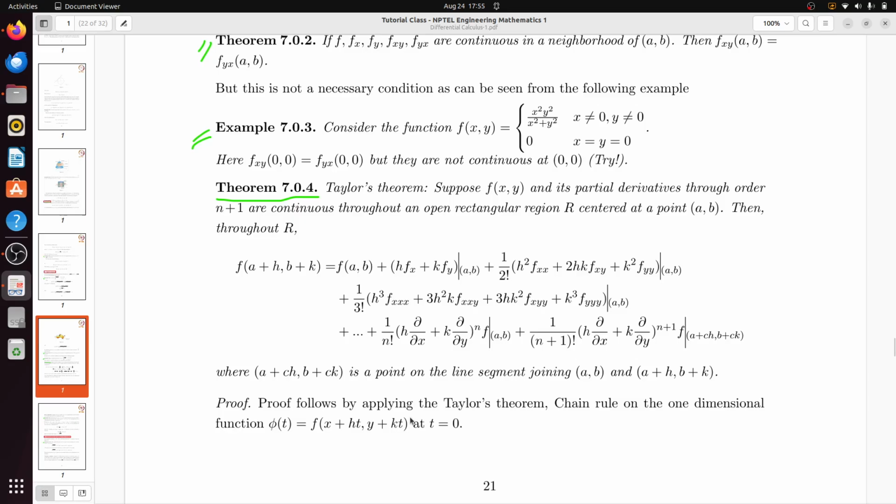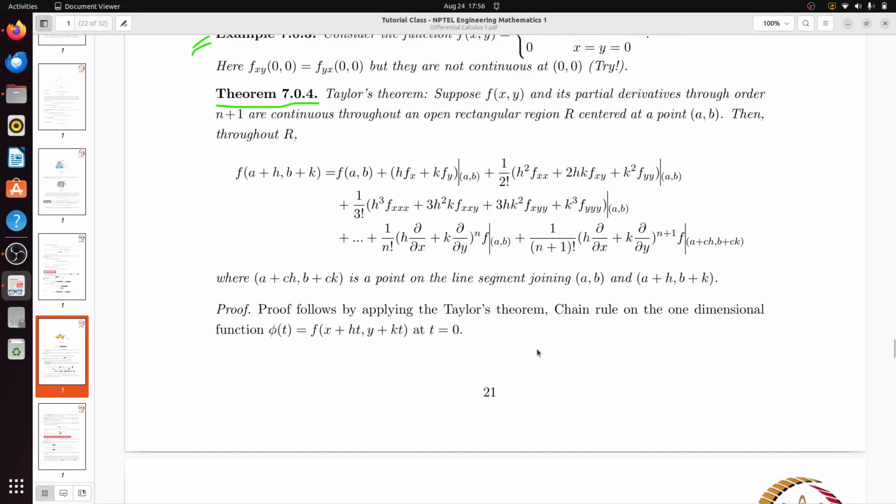So what will be the second order Taylor's approximation? I think you can determine it. The second order Taylor's approximation of a function will be f of a plus h comma b plus k equals f of a comma b plus (h del del x plus k del del y) f at that point a comma b, plus 1 by 2 factorial (h del del x plus k del del y) whole square, at the point a comma b. It will be operated on the function f, and this will be at a comma b.